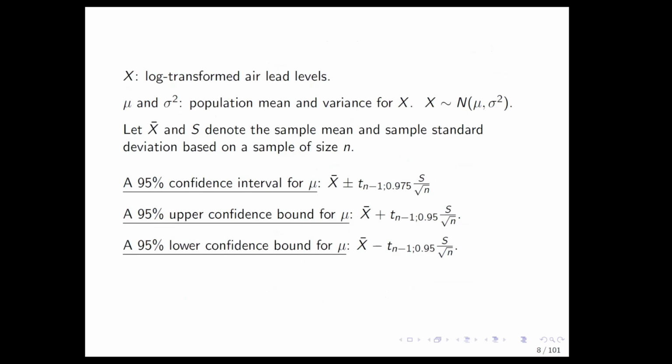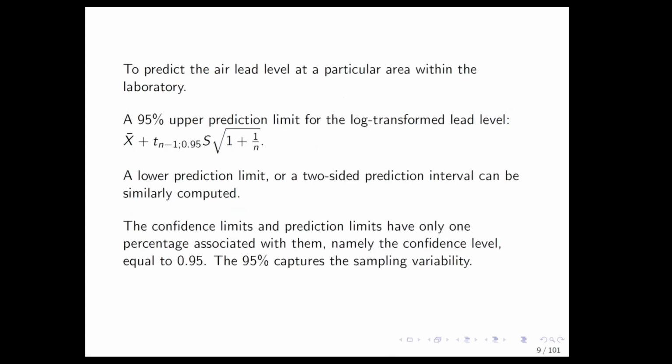Okay, let's take a look at this. So we will denote by X the log transformed air lead levels. And mu and sigma square will denote the mean and variance of the population. So I have listed a confidence interval for the population mean. So this is the sample mean plus minus the t percentile times S over square root of n. S is the sample standard deviation. I have put there an upper confidence limit for the population mean, a lower confidence limit, a two-sided interval. And I have also included an upper prediction limit for the lead level.